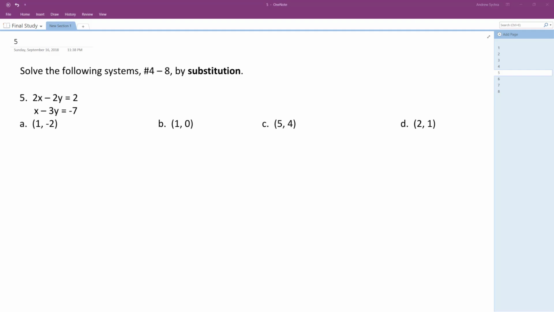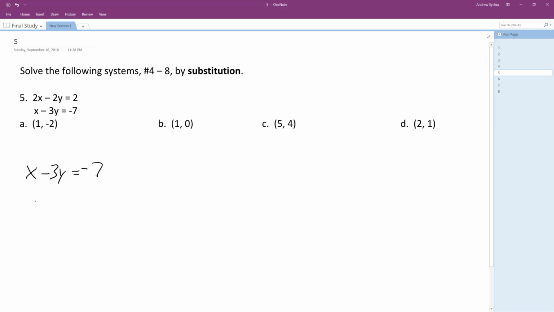So I want to go ahead and solve the system of equations using substitution. It doesn't matter what we pick for our substitution, either the top equation or the bottom one. I'm going to go ahead and choose the bottom equation. So what I'm going to do here is x minus 3y is equal to negative 7.